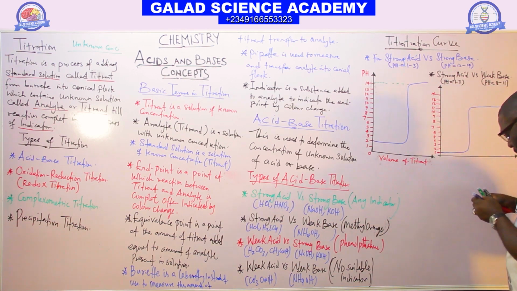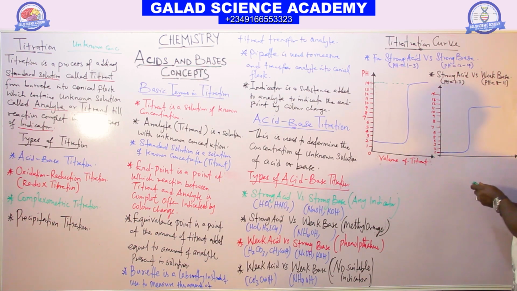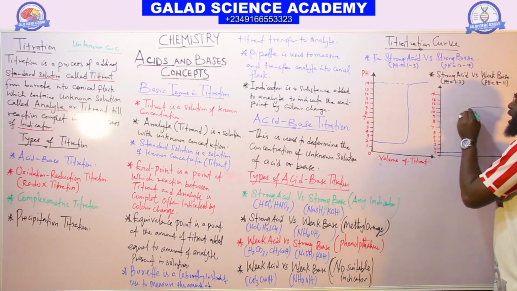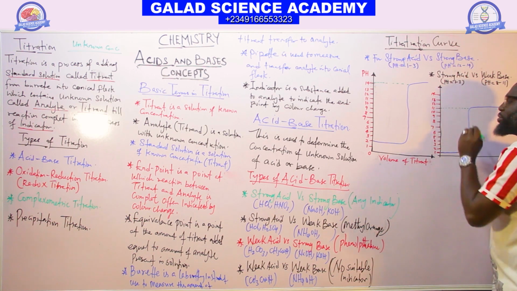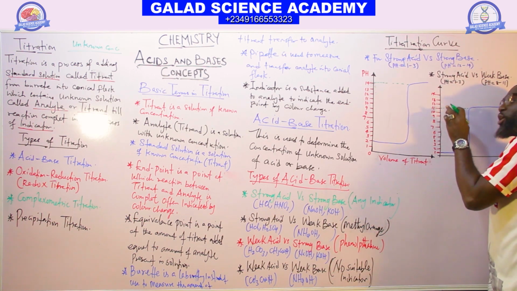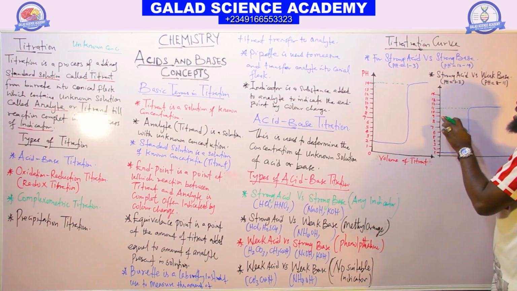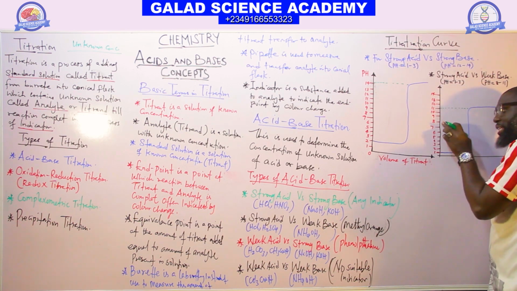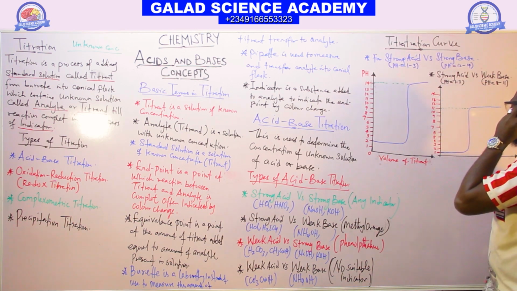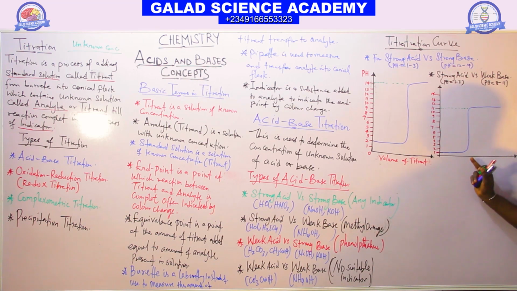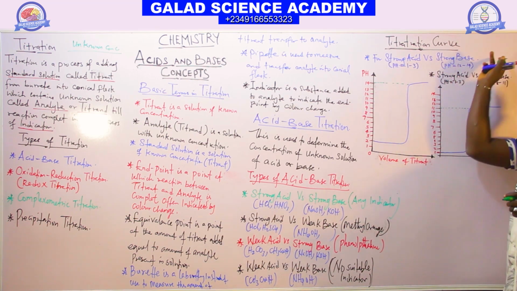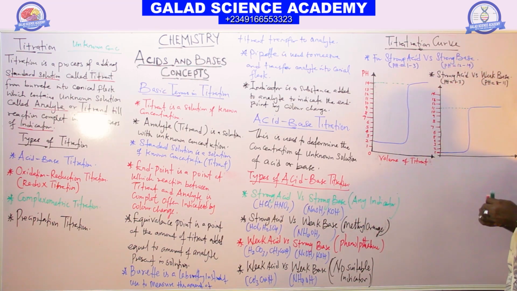Look at this curve. So if you trace it now, it will end at what? At 11. It will end at 10 or 9, or 8. You see what? Weak base. So this kind of curve represents what? Strong acid versus what? Weak base.